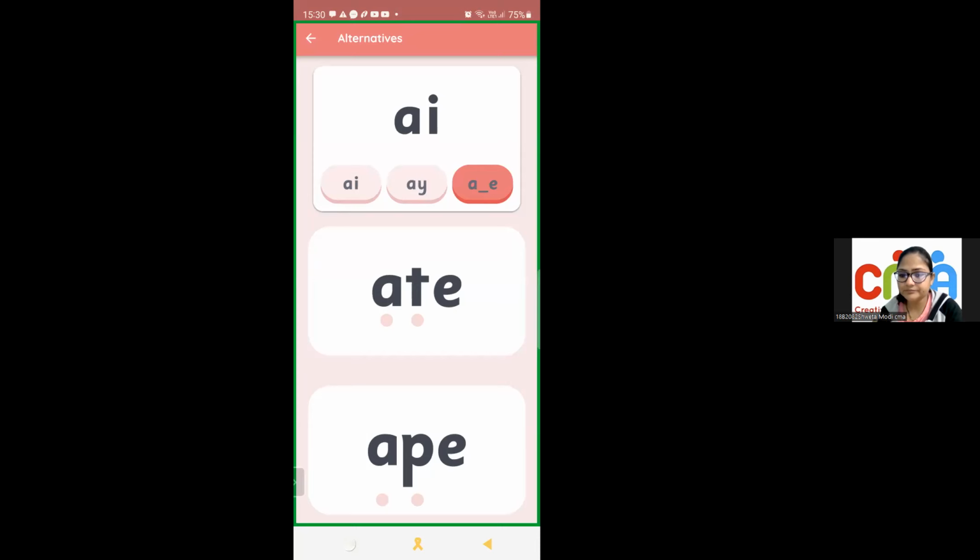Ma'am, like the magic E rule I have understood. But what I'm saying is when our dictation is being done, like if I say ate, it is ate, the children will write AIT. Because we know that base is base, we are adding E and it is becoming ate. But instead of base, if we say ate, it is possible that they'll write AIT also.